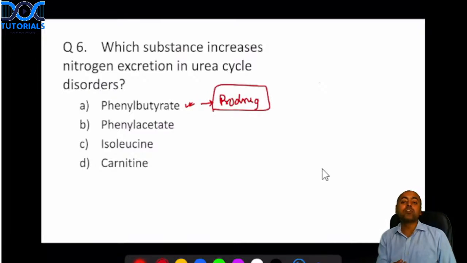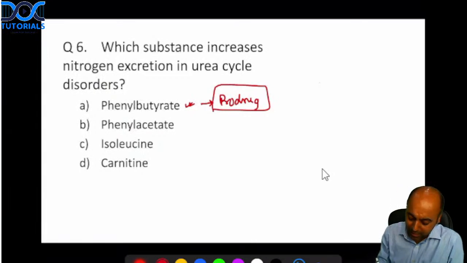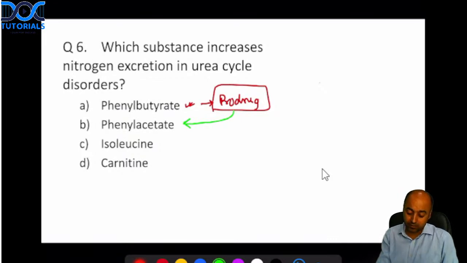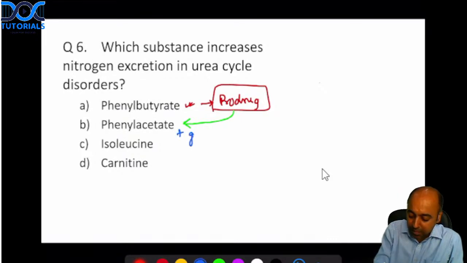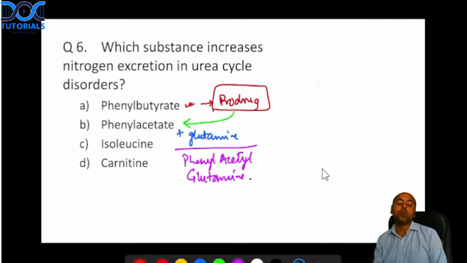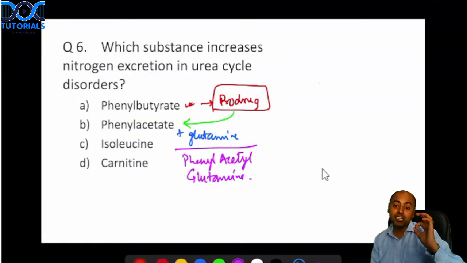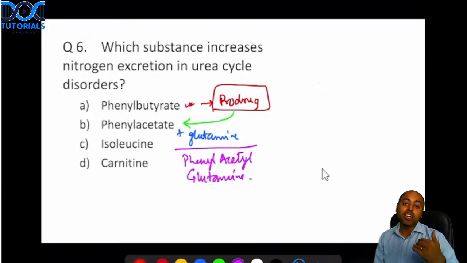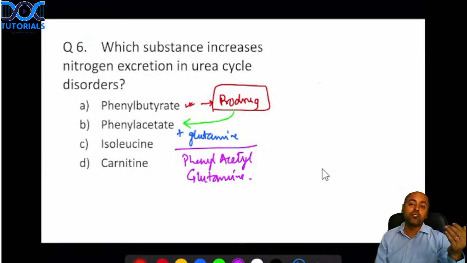So the medicine which is given is phenylbutyrate. But this phenylbutyrate will get converted into phenyl acetate. And then this phenyl acetate will combine with glutamine to give us phenylacetyl glutamine. So the product which is excreted is phenylacetyl glutamine. Okay, phenyl acetate is the molecule which interacts with glutamine, and the precursor or the prodrug is phenylbutyrate.